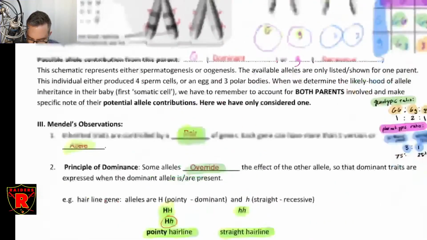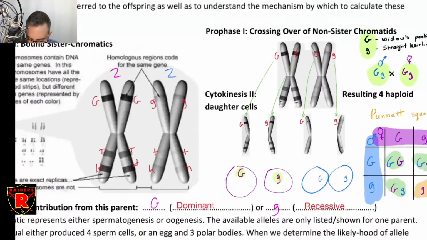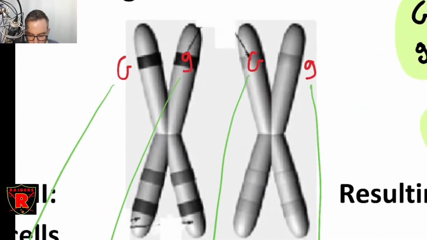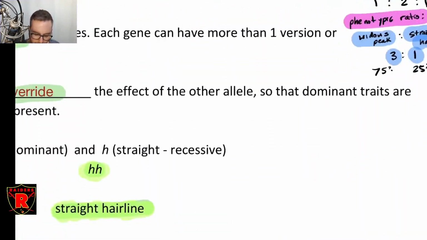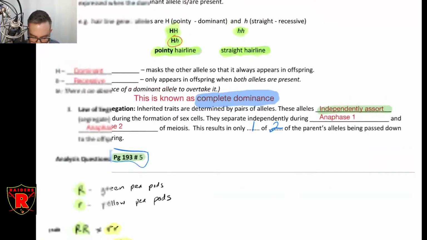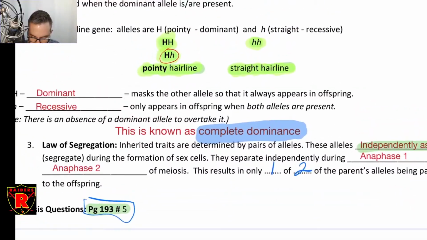In other words, if this is your setup here, if this is what you look like, your chances of giving big G to your kid or little g to your kid is a 50-50 coin flip. Every single time, it's completely random. And that is because of independent assortment. It's totally random which way these are going to go in anaphase 1 and anaphase 2, or which way they're going to be organized in metaphase, really, is what determines that. But that's completely random. So that's the law of segregation.